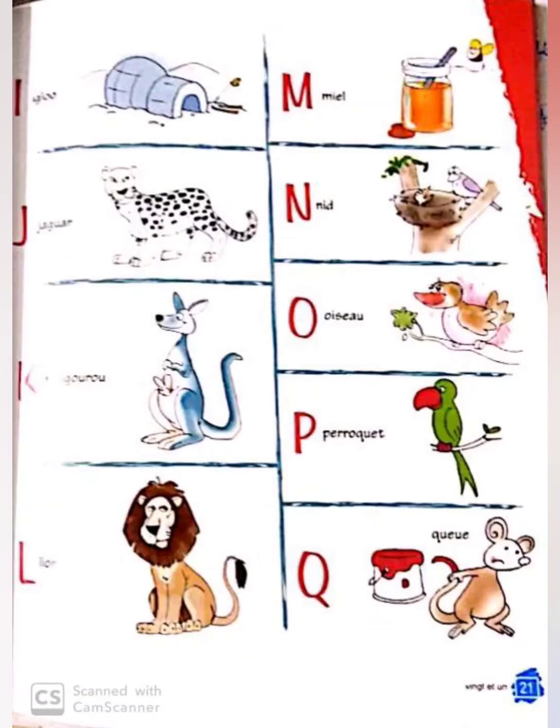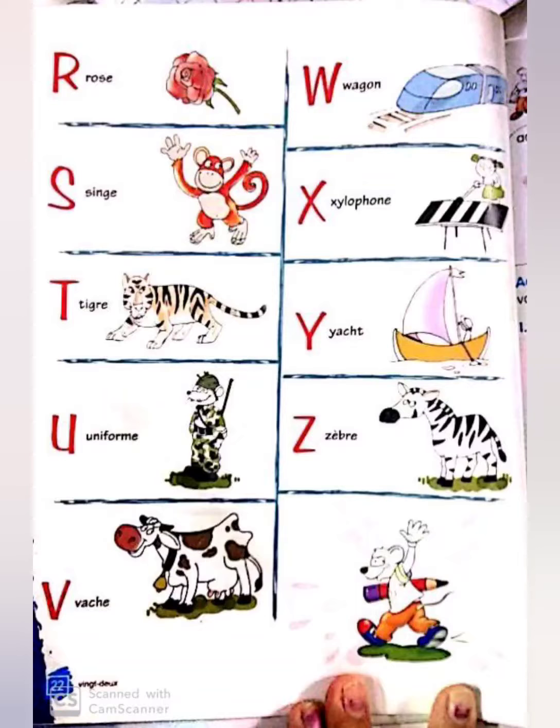Next is igloo, jaguar, kangaroo, leon, meal, ned, oiseau, parakeet, K. K is a tail of any animal. Next is rose, sing, tiagre, uniform, wash, wagon, xylophone, yacht, zebra.